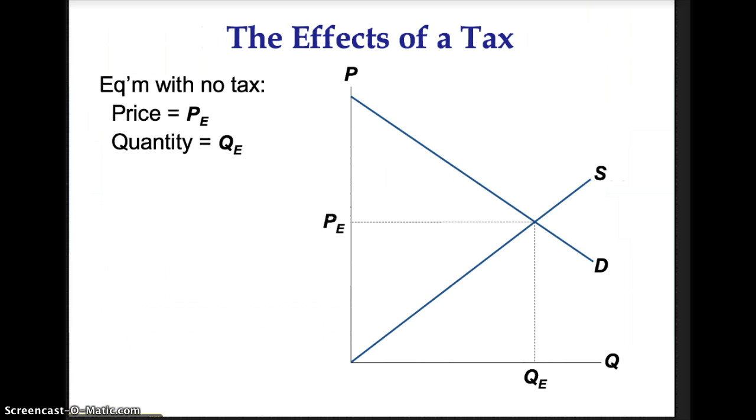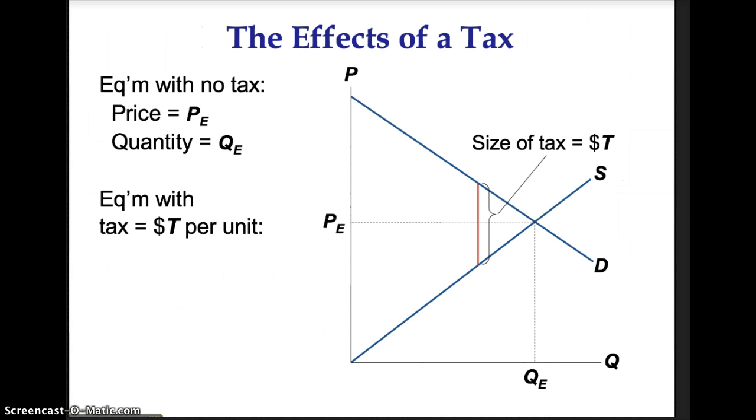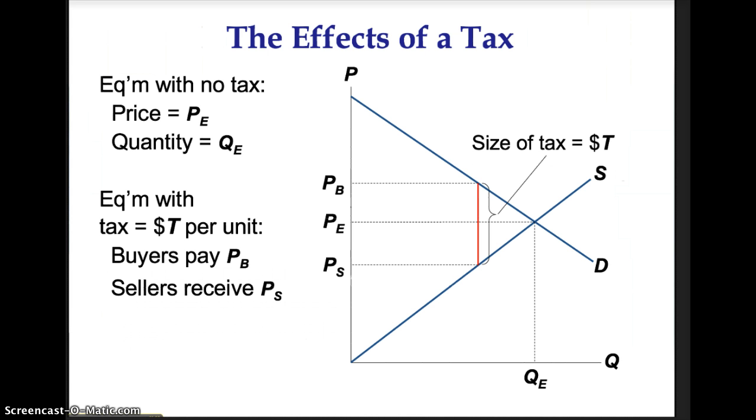Equilibrium price without the tax is labeled PE, and equilibrium quantity without the tax is labeled QE. Suppose a per unit tax is levied and drives a wedge between the price buyers pay and the price sellers receive. Buyers now pay PB and sellers receive PS. The equilibrium quantity is labeled QT.